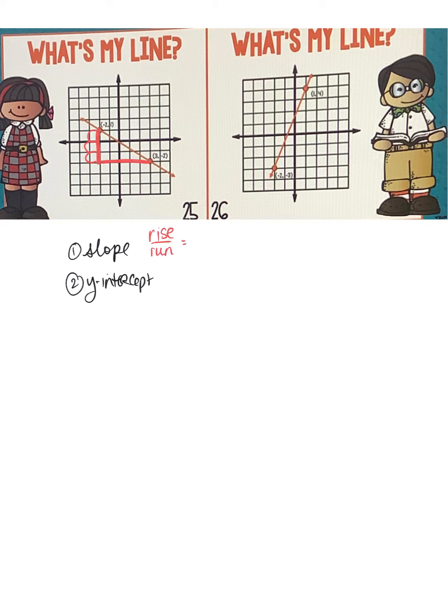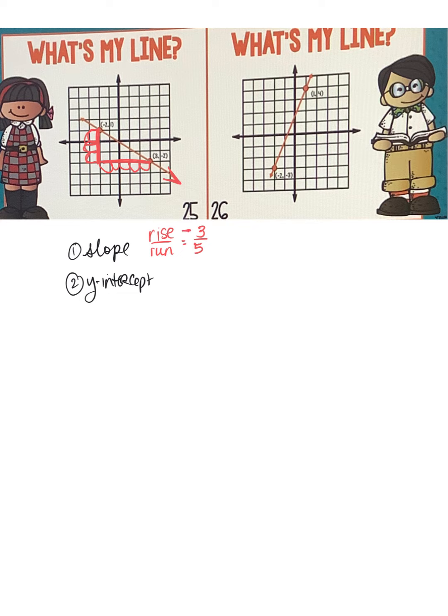So in this case, the rise we just saw is 3. And the run, this is 1, 2, 3, 4, 5. Yay for another fraction. Sorry about that. Anyway, because the line is going down, it means it's negative.